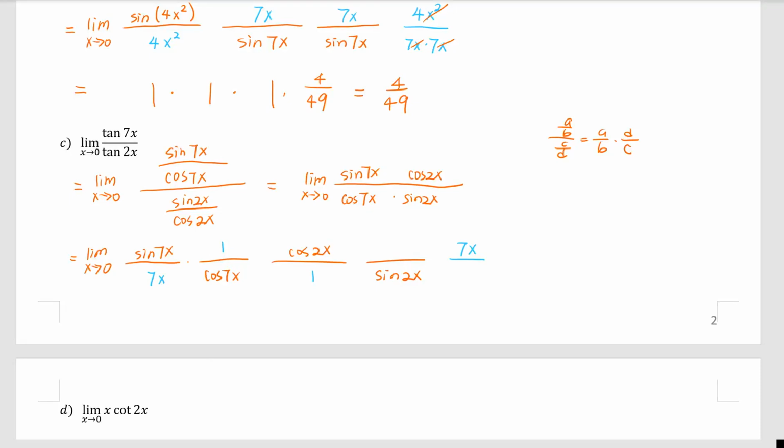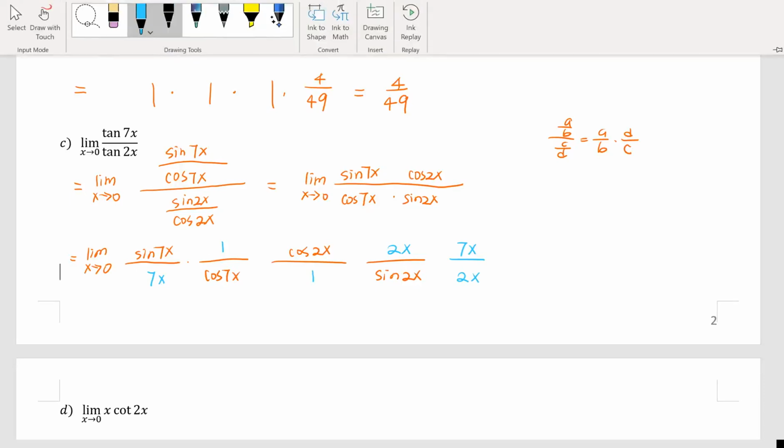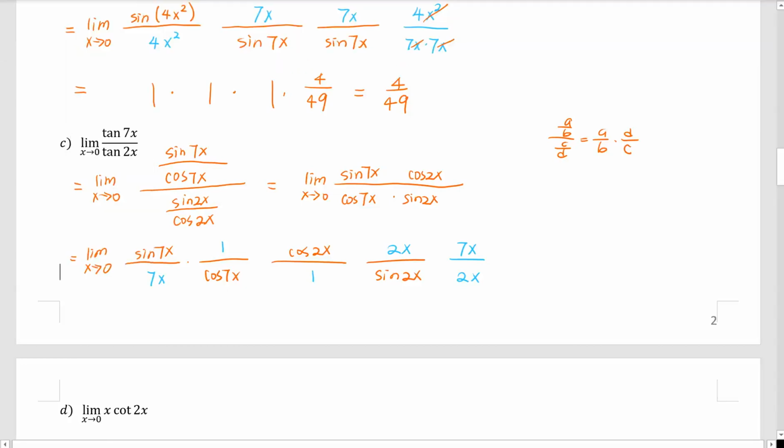And then sine 2x, see, I matched the 2x, and I also divided by 2x. Alright, you see? Then we're ready to evaluate the limit. The first guy is 1. Cosine 7x, cosine 0 is 1. Cosine 0 is 1. U over sine u is 1. And here we cancel the bad guys. 7 over 2. So the answer is 7 over 2. So far, so good, everybody. Do you have the same answer?